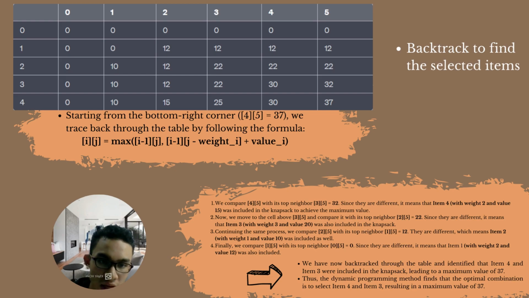Since they are different, it means that item number 1 with the weight equal to 2 and value equal to 12 was also included. So as a conclusion, we have now backtracked all through the table and identified that item number 4 and item number 3 were included in the knapsack, leading to a maximum value of 37. Thus, the dynamic programming method finds that the optimal combination is to select item number 4 and item number 3, resulting in the maximum value of 37.